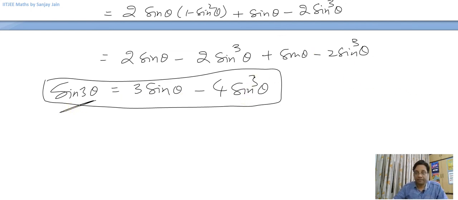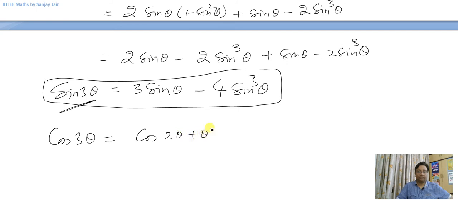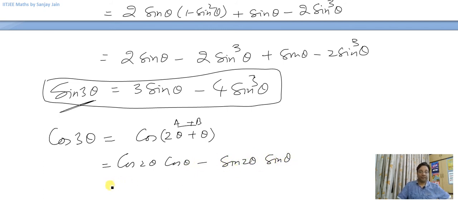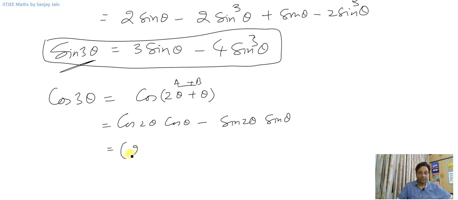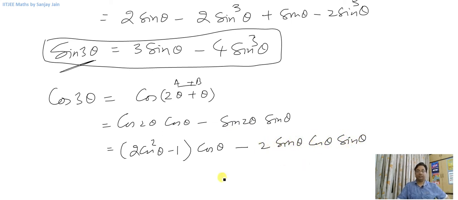Let me write cos 3 theta for you. So cos 3 theta is nothing but cos of 2 theta plus theta. And you know the formula for cos A plus B, right? Cos A cos B minus sin A sin B. So let me write cos 2 theta cos theta minus sin 2 theta sin theta. Now we know what is cos 2 theta. It is 2 cos square theta minus 1, into cos theta, minus. What is sin 2 theta? It is 2 sin theta cos theta, and into sin theta it is there.